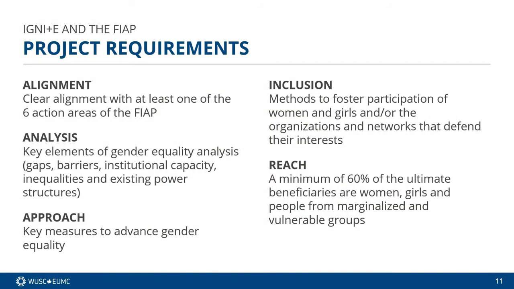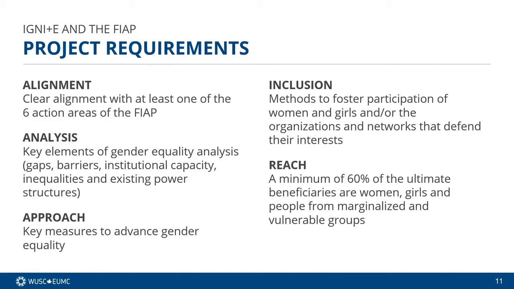So all of Canada's global development projects, including IGNItE, must meet the following criteria. So it must have clear alignment with at least one of the 6 action areas of the FIAP, and those 6 action areas are gender equality and the empowerment of women and girls, human dignity, a feminist approach, growth that works for everyone, environmental and climate action, inclusive governance, and peace and security. And the 2 action areas that IGNItE, our project, contributes to are Action Area 1, Gender Equality and the Empowerment of Women and Girls, and Action Area 2, which is Growth that Works for Everyone.